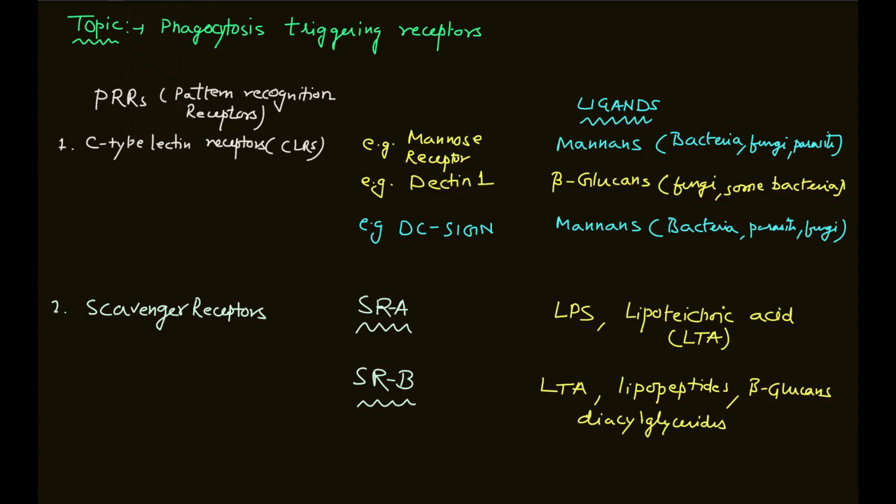So this was the detailed description of pattern recognition receptors, their ligands, and their involvement in phagocytosis. I hope now you have a good idea of the pattern recognition receptors as well as their ligands. I hope the video was helpful for you to understand the pattern recognition receptors, especially those involved in triggering phagocytosis.